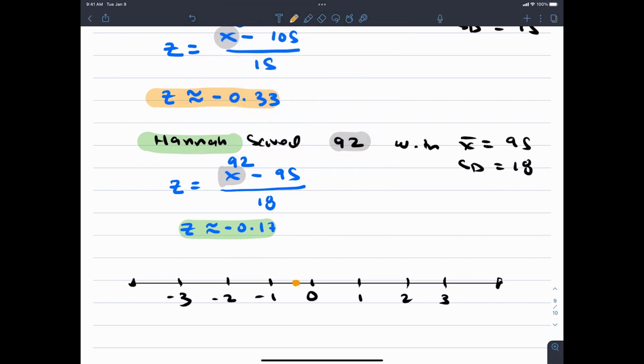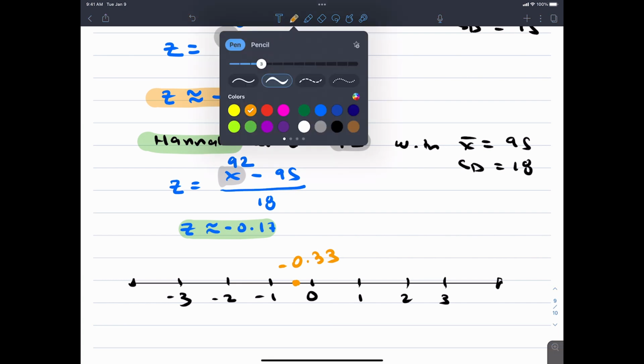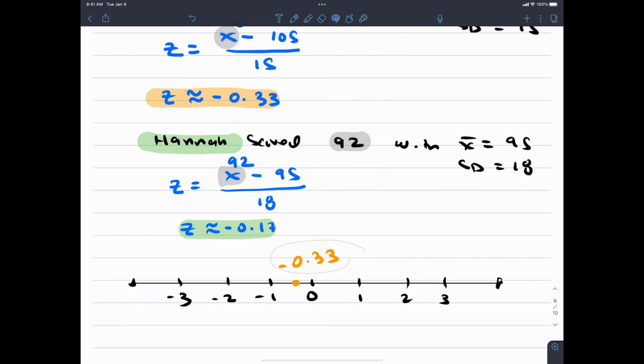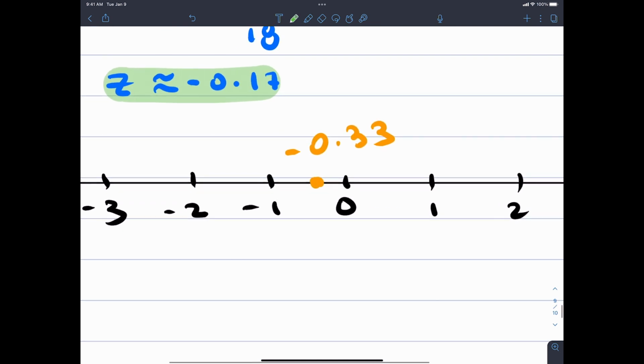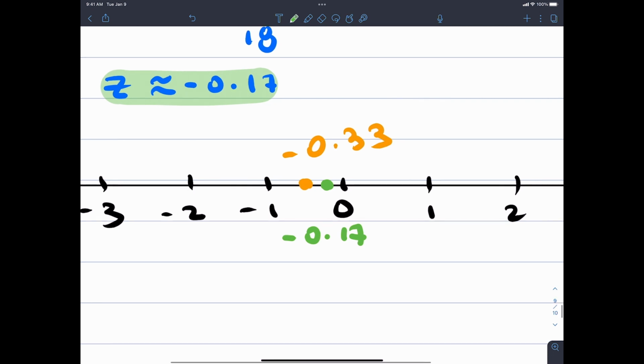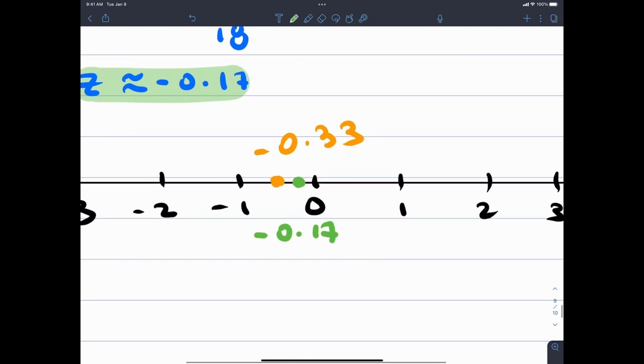Where's Miley? Is Miley over here at negative 0.33? Right? Where's Hannah? Hannah's at negative 0.17. So that now means you're going to have to know where decimals live. Okay? Is negative 0.17 to the right or to the left of negative 0.33? To the right. Good.